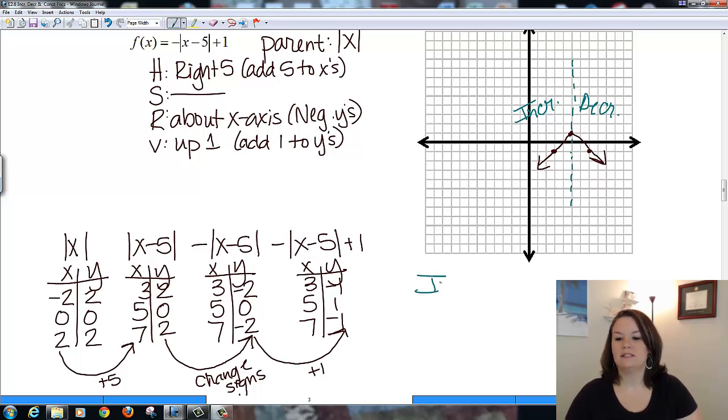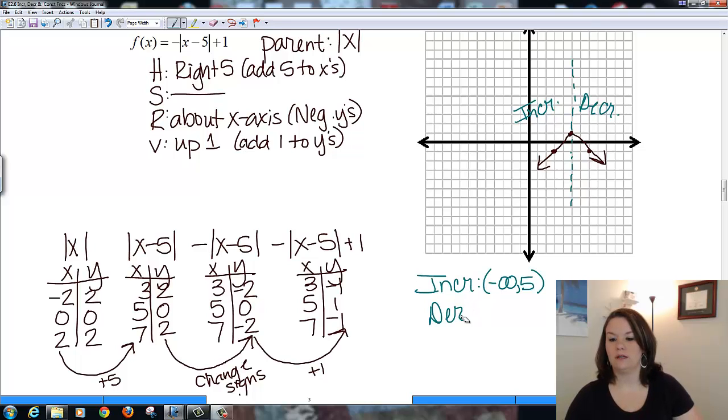Okay, so that means I have an increasing interval from negative infinity up to the point of that V. And notice we write it in terms of its x value. So that's at x equals 1, 2, 3, 4, 5. So from negative infinity to 5, it's increasing, and then it turns, whoa, can't write decreasing, and it starts decreasing from 5 on out to infinity.